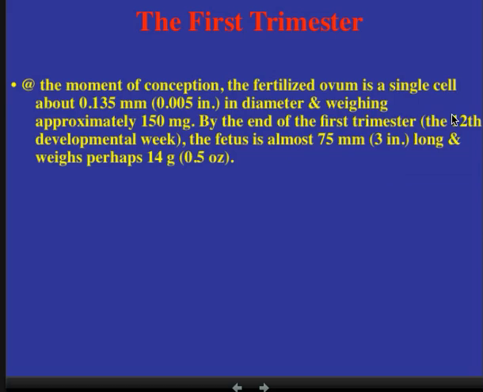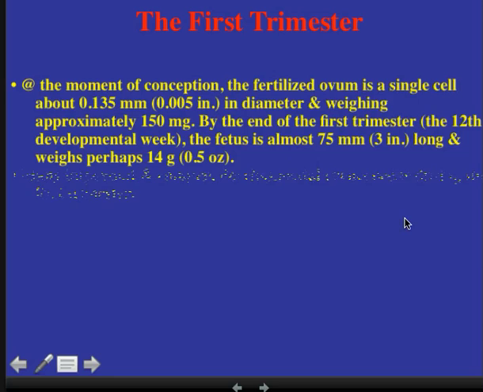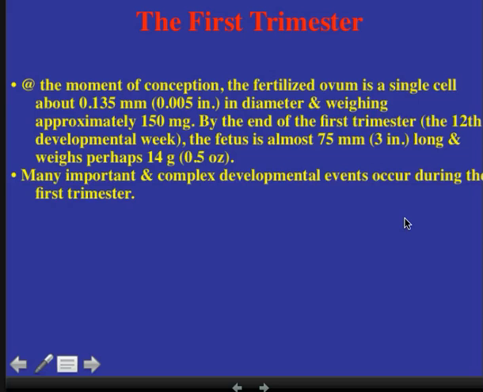So at the moment of conception, the fertilized ovum is a single cell about 5/1000th of an inch in diameter and weighing 150 milligrams. It's minuscule. By the end of the first trimester, which is the 12th developmental week, the fetus is almost 3 inches long and weighs about half an ounce. So a lot's gone on in the interim. Many important and complex developmental events occur during the first trimester.